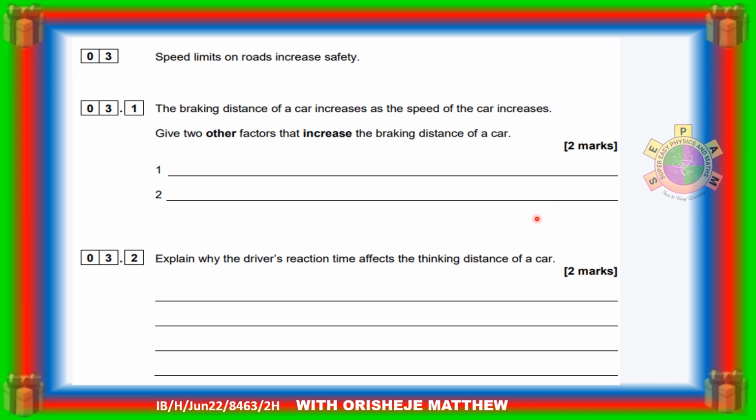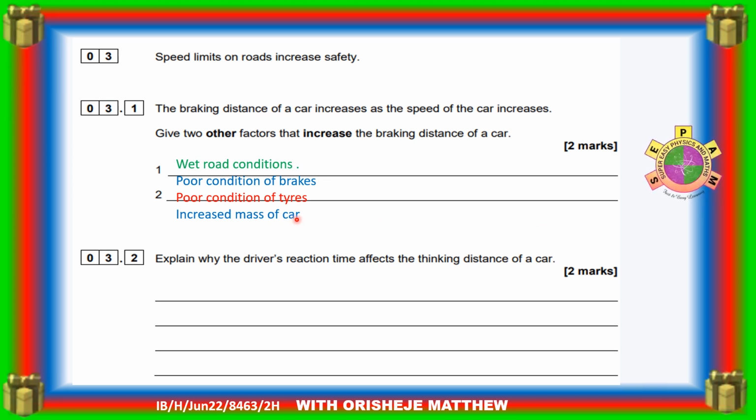If you look at that, you have a wet road, poor condition of brakes, poor condition of tires, when the treads of the tires are worn, an increase in the mass of the car, and going through a negative gradient, that is going down the hill. Those are the factors that increase the braking distance.